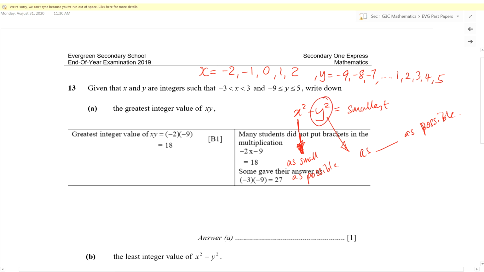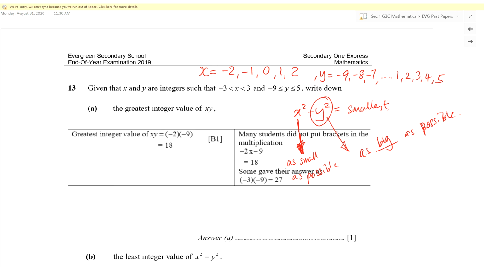You want y squared to be as small or as big as possible? You want it to be as big as possible. Yeah. Because when you have a very small number minus away a very big number, I am sure that the answer will be as small as possible. Okay, so what's the smallest x squared? What's the smallest possible x squared? What do you think? X squared means you square the number.